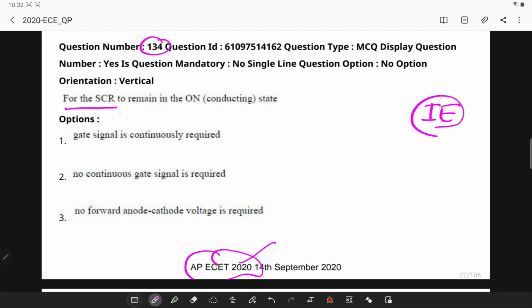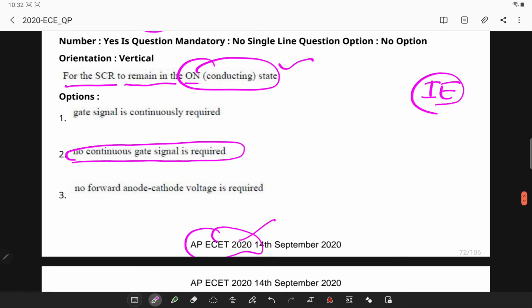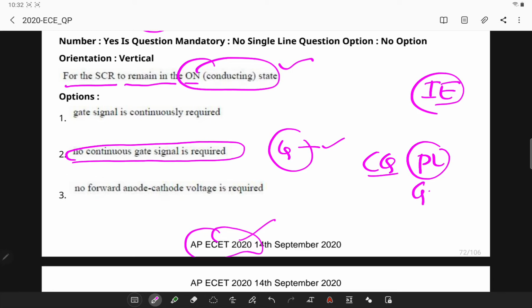For the SCR to remain in the on or conducting stage, no continuous gate signal is required. Remember, the gate signal should be removed after the thyristor has been turned on. There is no gate signal to be given to the thyristor after it is on, and a continuous gate signal will increase the power loss of the gate junction. Also remember, no gate signal should be applied to a thyristor if it is reverse biased.